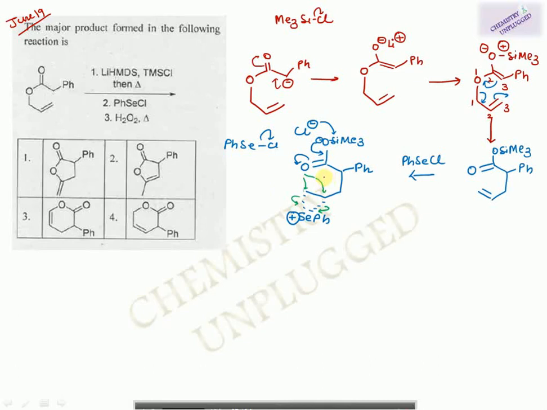So what will be the step? You will get a 5-membered ring here. 1, 2, 3, 4 and 5. When this bond attaches here, it will form like this. In the next step, we are using H2O2 and we are heating it. So first H2O2 will oxidize it. It will form selenoxide. Then we are heating it.